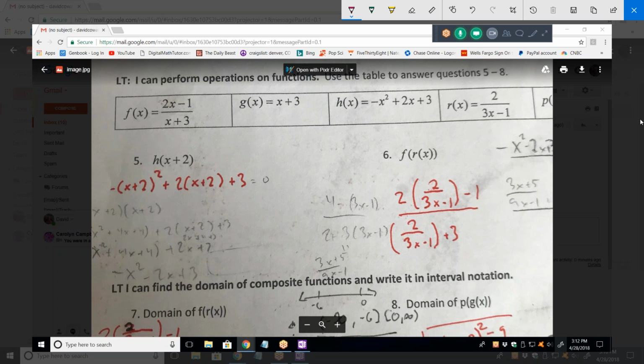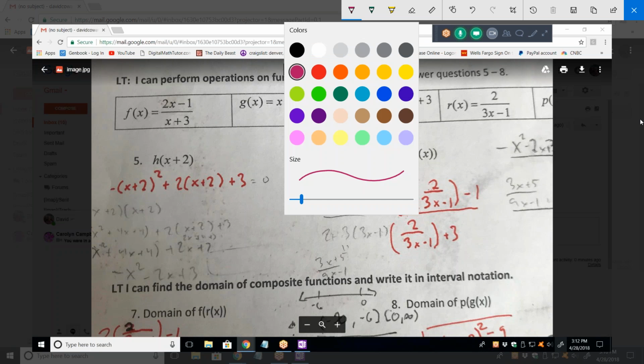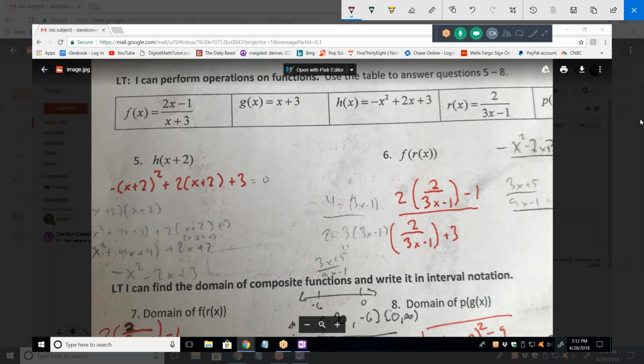Number 6. Okay. First of all, if I said to you, what is f of 3? What would you do? F of 3? Don't you just replace x with 3? In the f function. Correct.